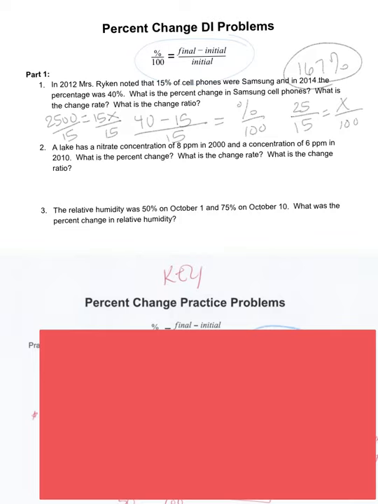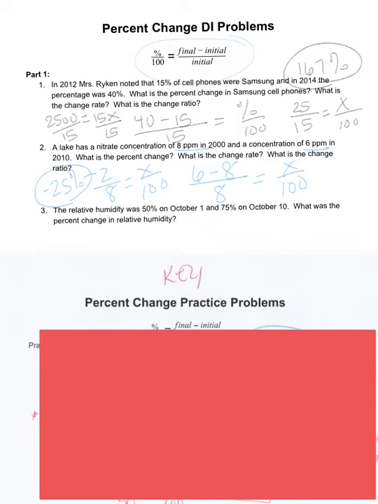Now I'm going to try the second one. Okay, I feel like I got this a little bit better. So my final here, let's do this one in blue. My final is 6 and my initial is 8. So I'm going to say 6 minus 8 over initial 8 is x over 100. So now I have 6 minus 8 is negative 2 over 8 equals x over 100. Cross multiply, I'm going to get negative 25%. Oh, I'm feeling pretty good about this.